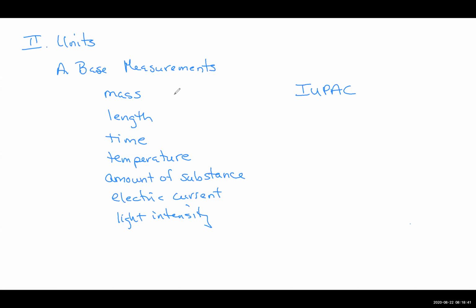Those units would be, for mass, kilograms. For length, it's a meter. For time, it's always seconds. For temperature, it's in Kelvin. Now, if you don't know what Kelvin is, we're going to get to that, so just hold on. Amount of substance is always in moles. Electric current is always in amperes, and light intensity is in candelas. Candelas are abbreviated cd. By the way, I wrote out the whole word, but mole is abbreviated mol.